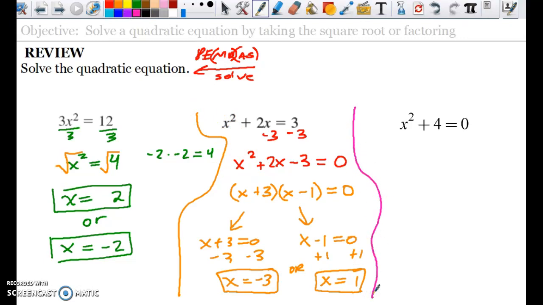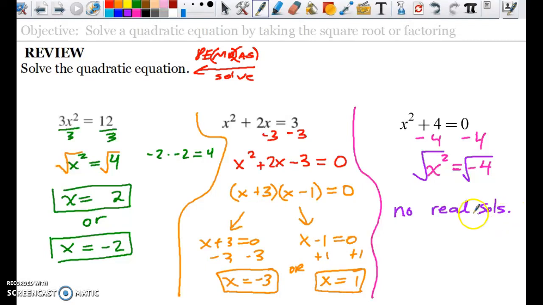Now we remember situations like the one on the right. Again, there's no linear term on this one, so I'm going to use the strategy I used in the first example by just getting the x by itself. Now you should recall that if I try to take the square root of both sides in the next step, you're going to have an issue. There's no number that when multiplied by itself gets me a negative 4, so in this case I would write no real solutions. I'm just going to abbreviate solutions there.